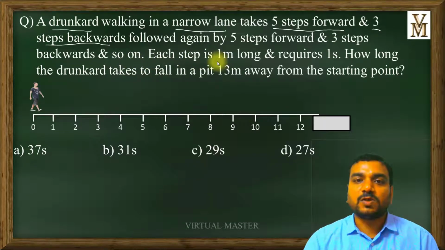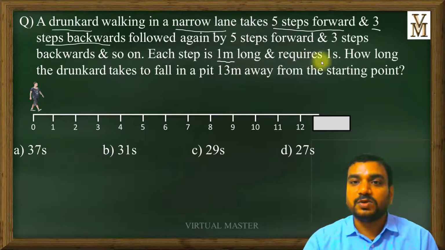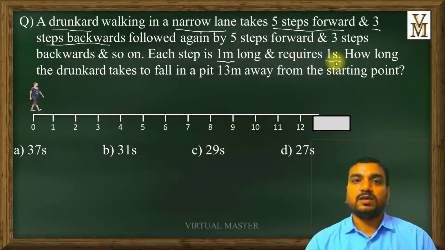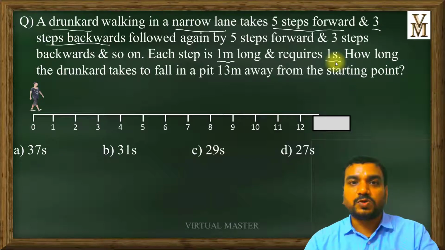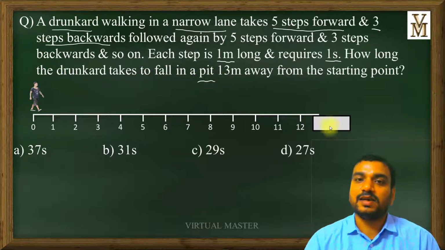And each step is how much? 1 meter long. Okay, each step is 1 meter long, and to take each step you need 1 second. Okay, for every second the drunkard is going to take only 1 step. How long is he going to take to fall in a pit? Pit means gada. Here it is a gada, and this gada is located at 13 meter away from the starting point. Okay, this is the starting point. Now, how much time this drunkard is going to take to fall in this pit?